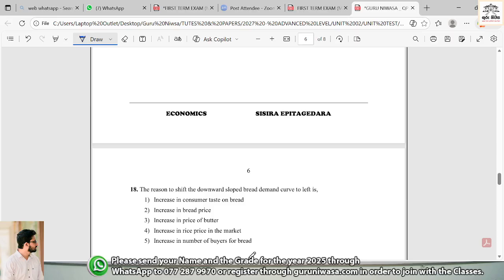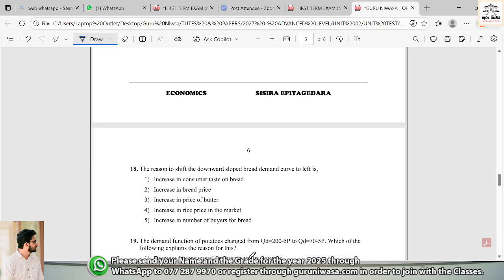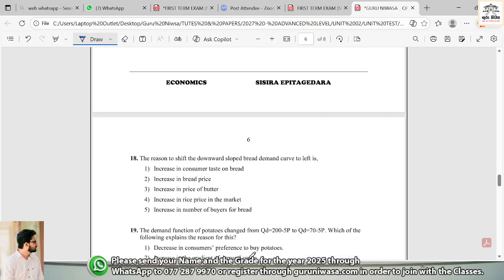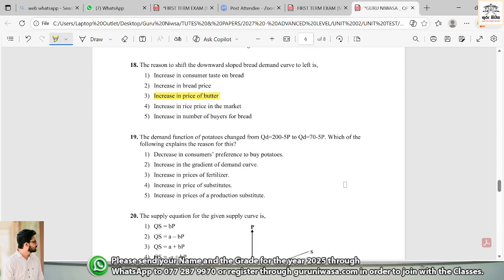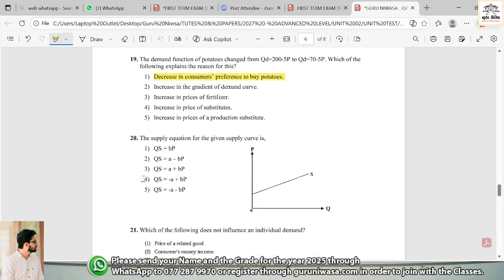Try to think as critically as possible. Okay? As smart as possible. Okay. Right. Question number 18, the answer is number 3. If you have any doubt, let me know. The answer is number 3. The 19th answer is also simple. The 19th answer is number 1. The 20th answer is number 4. Simple question, Buddha.